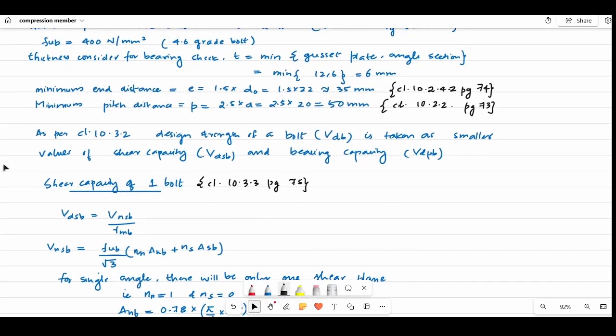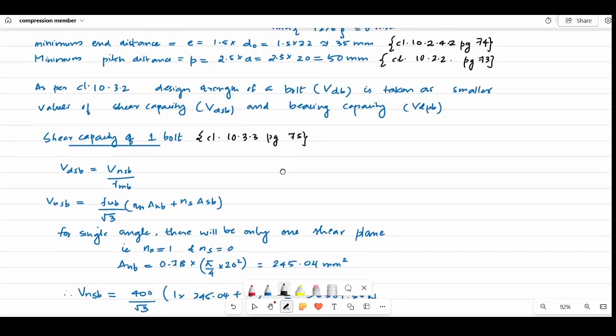Now for the design of bolted connection, as per clause 10.3.2 in section 10, and section 10 is the section which deals with the connections. Here it is written that the design strength of a bolt, which is VDB, is taken as the minimum of the shear capacity, which is denoted as VDSB, and the bearing capacity, which is denoted as VDPB. Now we have to design the number of bolts based on the shear capacity and bearing capacity of bolts. All these are given in the codes itself.